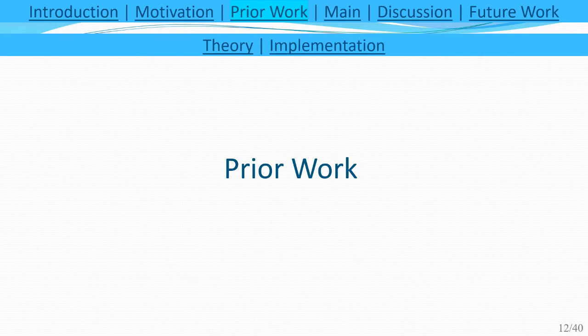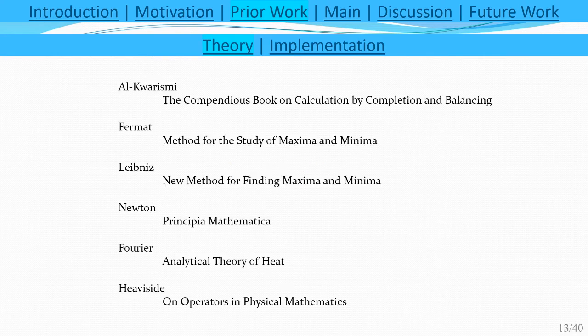Prior work. Prior work originates with Al-Khwarizmi's The Compendious Book on Calculation by Completion and Balancing, from which we get the word algebra. Later, Fermat's method for the study of maxima and minima introduced the concept of adequality, which was something like effective, approximate quality. These treatments can solve problems that today would be considered calculus problems.